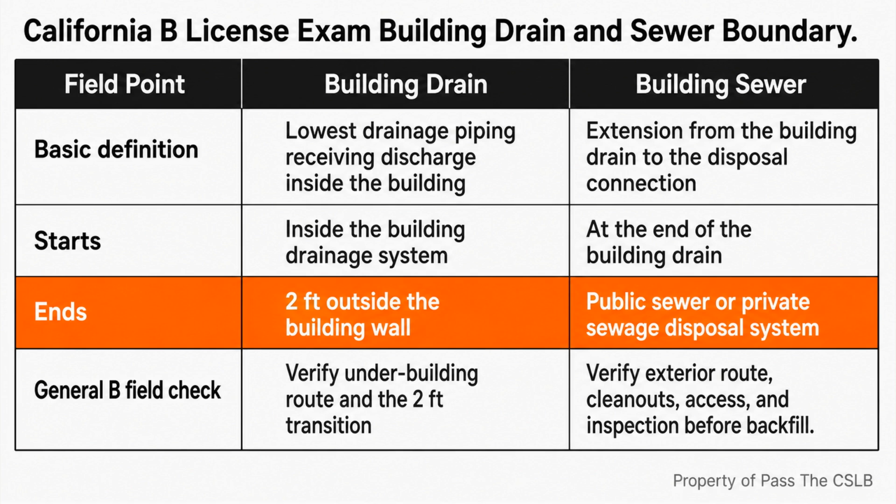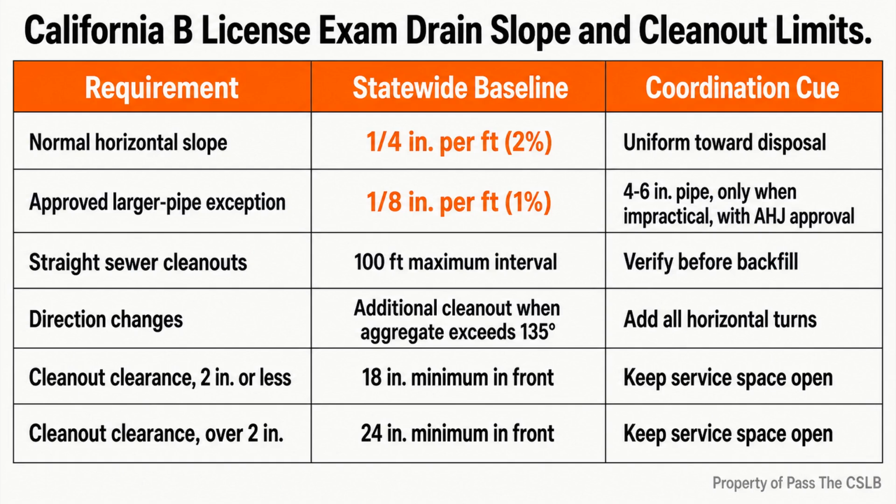1/4 inch per foot is the baseline. 1/8 inch per foot is the approved larger pipe exception. The reference table groups the slope and cleanout numbers that are easiest to mix up. I still teach them by function. Slope moves the discharge. Cleanouts preserve service access. Clearance makes that access usable.